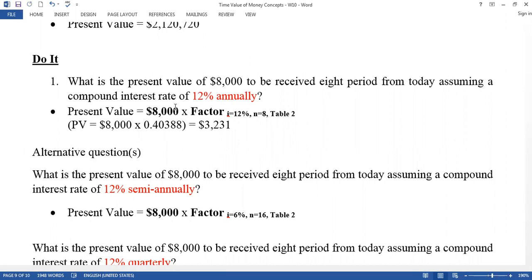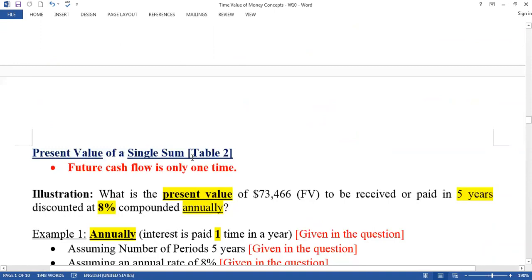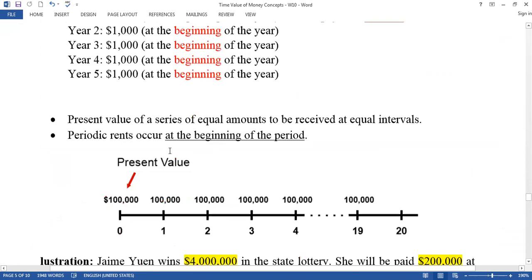I will tell you semi-annually. Here you have 4%, maybe I will tell you 8%, something like this. I will change some numbers. But whatever we have in these documents, I will prepare questions from here. So we have several illustrations and several examples. I think that's enough for this chapter.